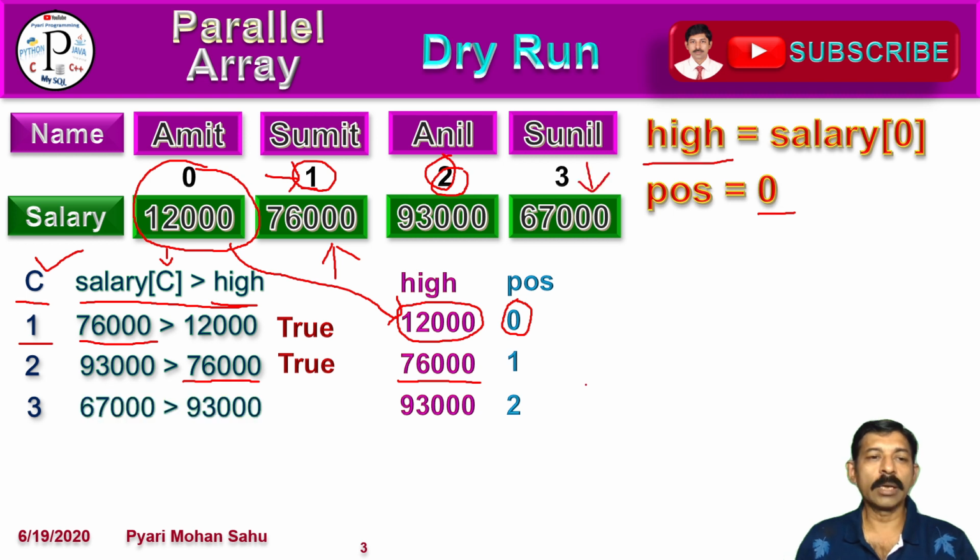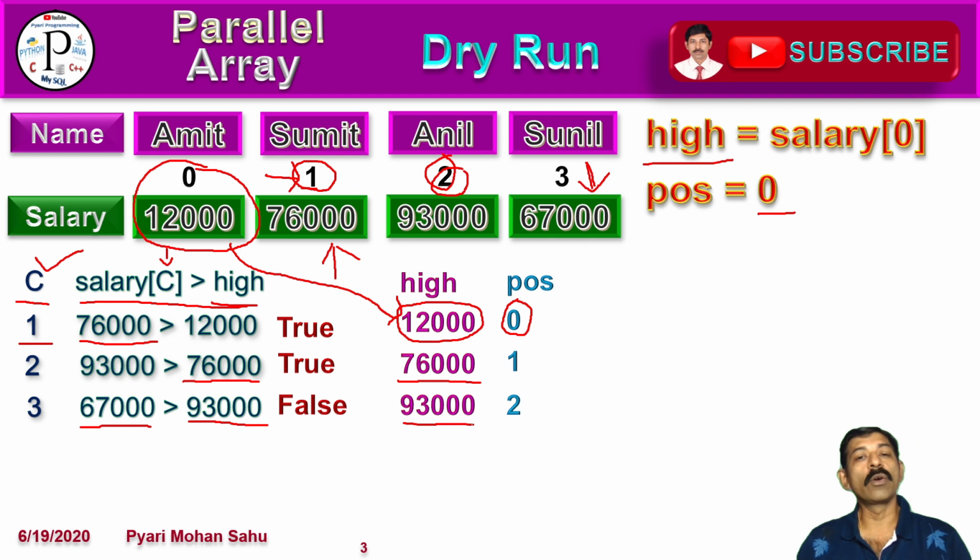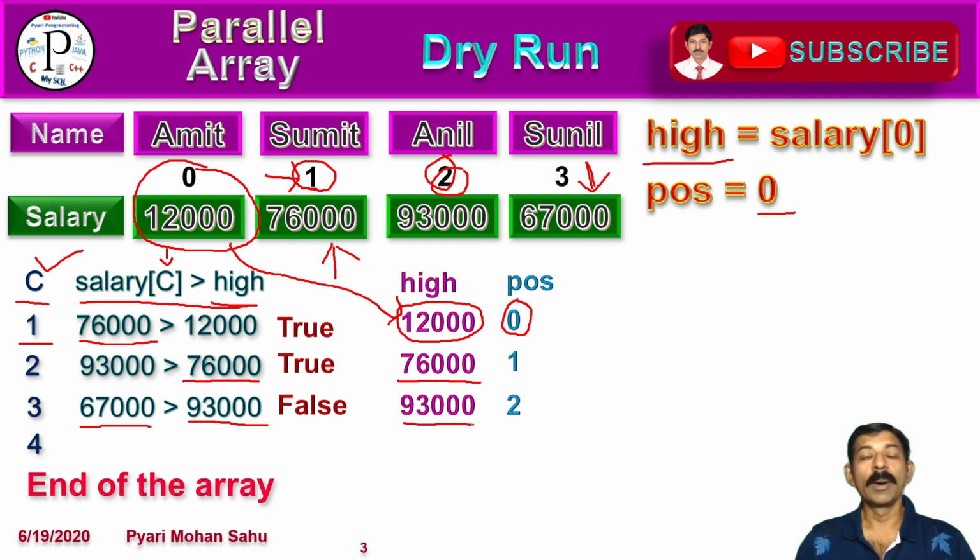It is 3. Here the current C position is 3. Now at the third index position we have 67,000. So is the current salary 67,000 greater than the updated highest salary? The updated highest salary is 93,000. Is it true? No, it is false. So I don't need to update the high or POS. Increase the C by 1. It is 4. No index position is found at 4. That's why it is the end of the array.